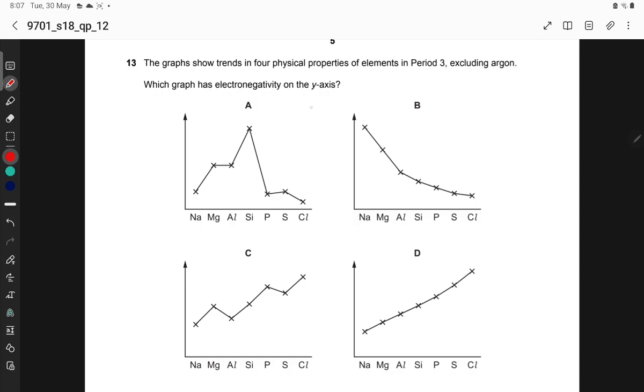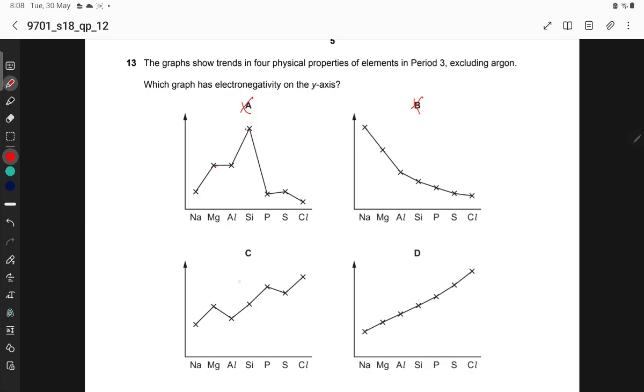Which graph has electronegativity on the y-axis? Generally, electronegativity is going to increase across the period. So this one is going to decrease, so that's why B is incorrect. This one first increases, then stays the same, and then decreases. So this is also incorrect.